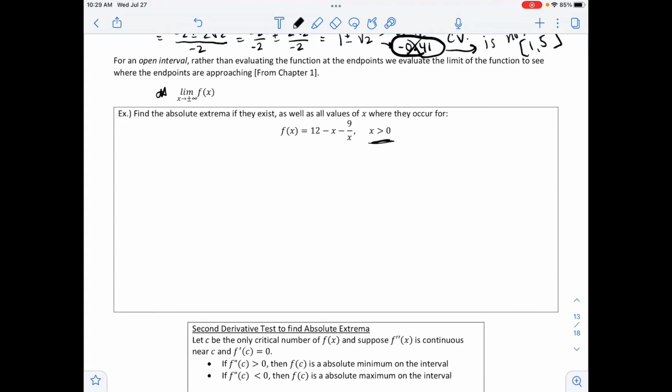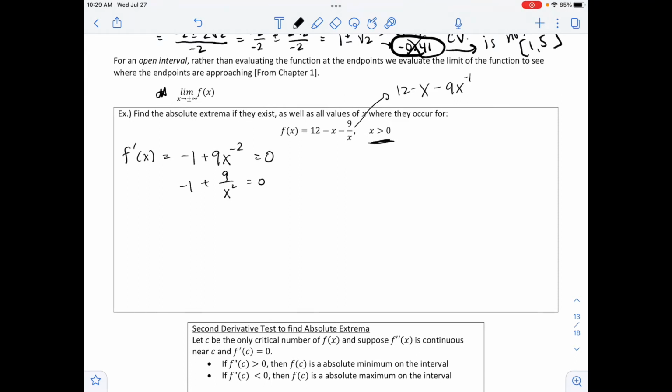So in order to do this, we first need to find our critical values. And to do that, we have to take a derivative. And in order to do this also, I need to rewrite my equation. And so we have 12 minus x minus 9x to the negative first. So taking a derivative, we have negative 1 and then plus 9x to the negative second. And setting this equal to 0, I'm going to go ahead and put my exponent, the negative 2, as a positive value. So I have negative 1 plus 9 over x squared equals 0.